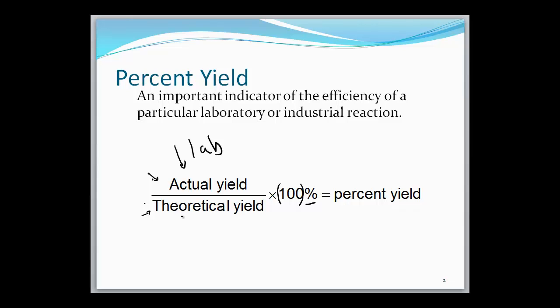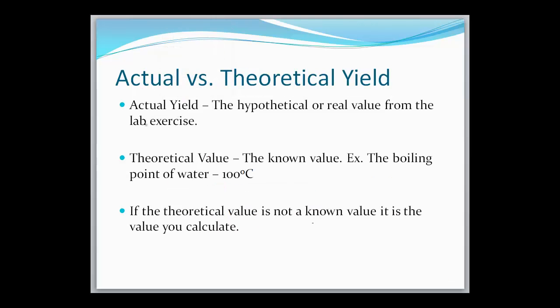So for example, if you are measuring the boiling point of water, your theoretical value would be 100 degrees. In fact, oftentimes it's just referred to as your actual value and theoretical value. So this slide just reiterates what we said. Your actual value or actual yield is the hypothetical lab value or the real value from your lab exercise. Your theoretical is then the known value, for example, the boiling point of water, 100 degrees.